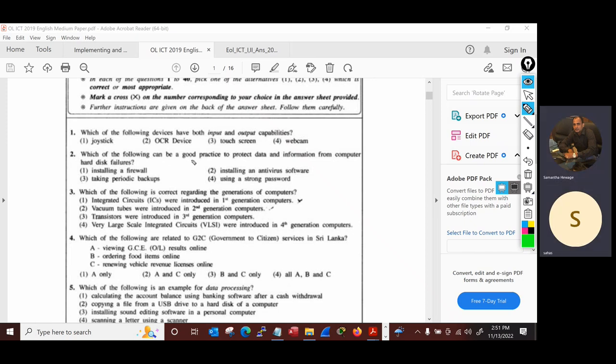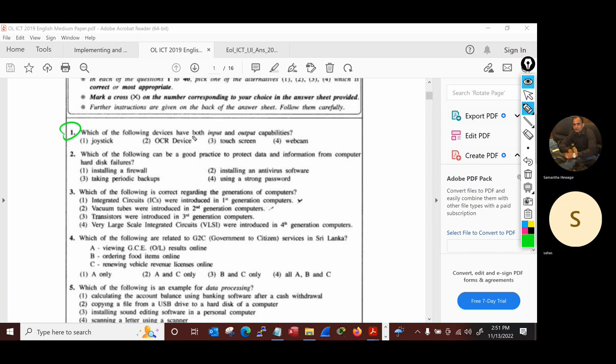Which of the following can be good practice to protect data? So the answer would be what for the first one? Three, touch screen. Yes, this is the answer, right? So you have understood these also, right? What those are and what the meanings of those are. Yes, sir.